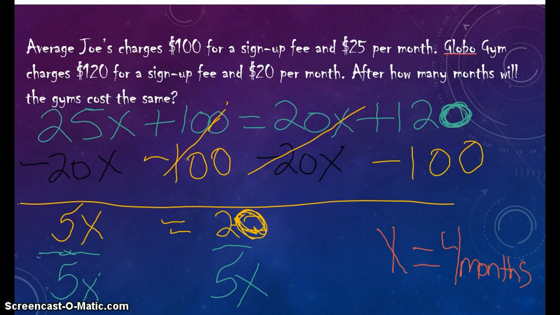First, I set up an equation for the word problems. Then I combine like terms by subtracting 20x from 25x. Then I subtract 100 from 120 and get a total of 20.